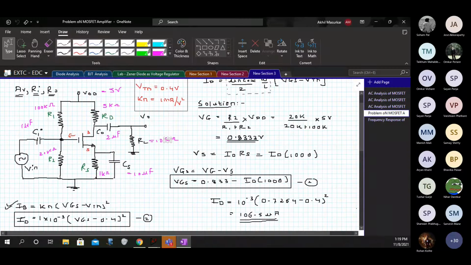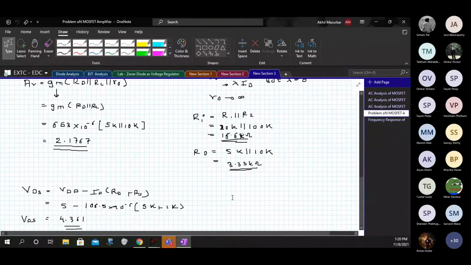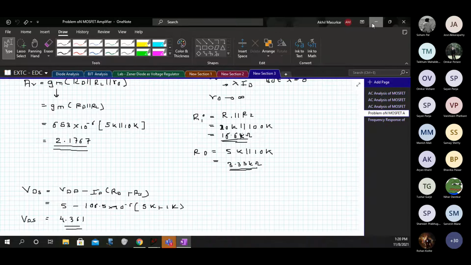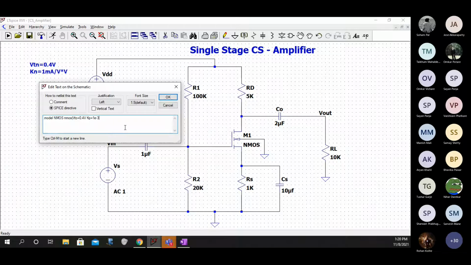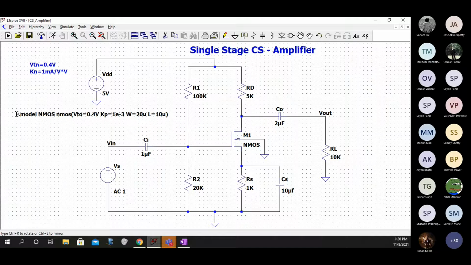Roughly I have already told you that, but let me explain it to you again. So first we will write like this. Just put it here. L is 10 micron. Please write like this first. I'll tell you why. So first do the model assignment and put this circuit in the chat box.